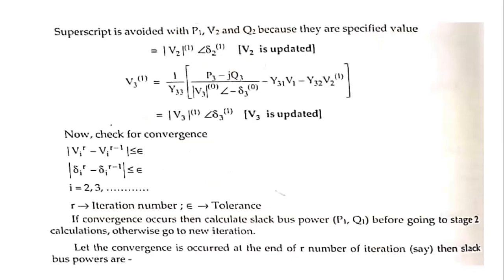Next, the subscript is avoided with P2, V2 and Q2. Because these are specified values. The specified values are P2, V2 and Q2. That's why we get V2 of 1 and delta 2 of 1, in which V2 is the updated value.